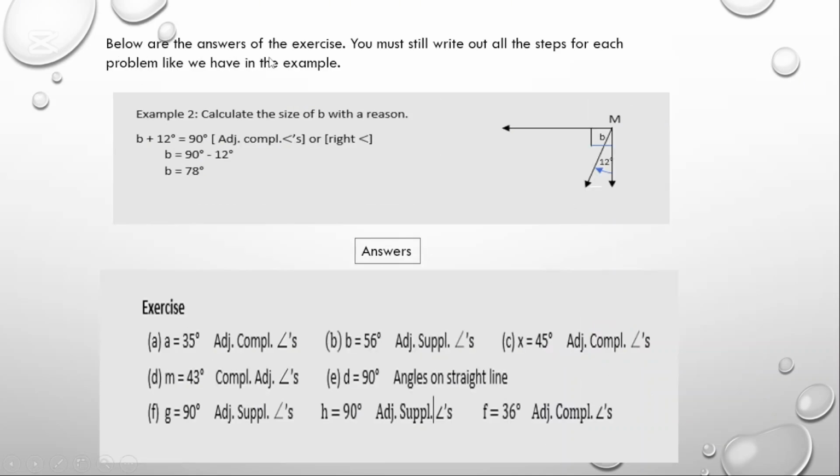Now, below are the answers of the exercise, but you must still write out all the steps for each problem like we have in this example. So although I only have the answer and the reason, you must write out step by step to get to the answer. Right? You start by using an equation, B plus 12 is equal to 90, and then you subtract, you get to your answer. Thanks, and I want you really to practice before you go to the next chapter. Thank you.